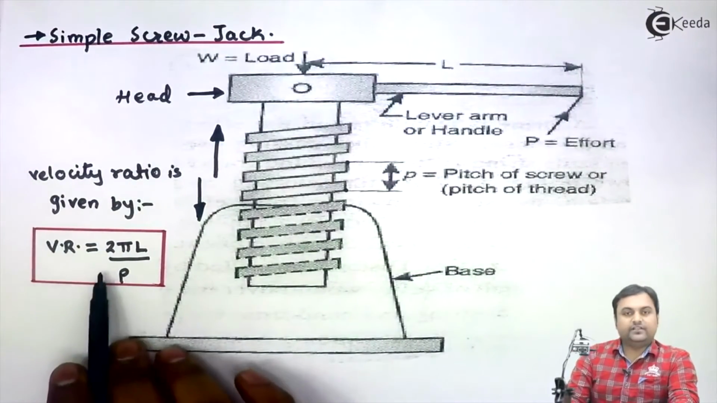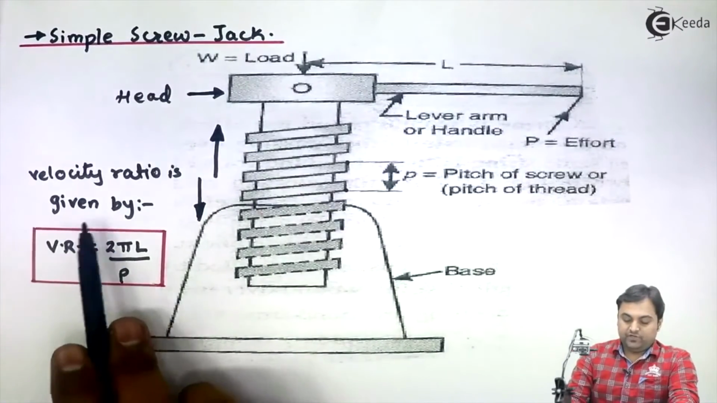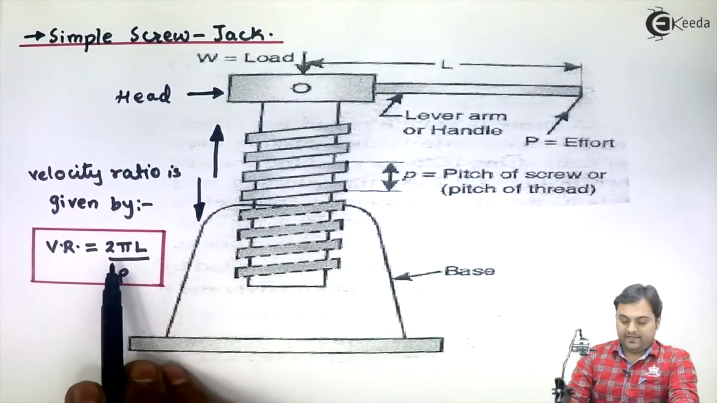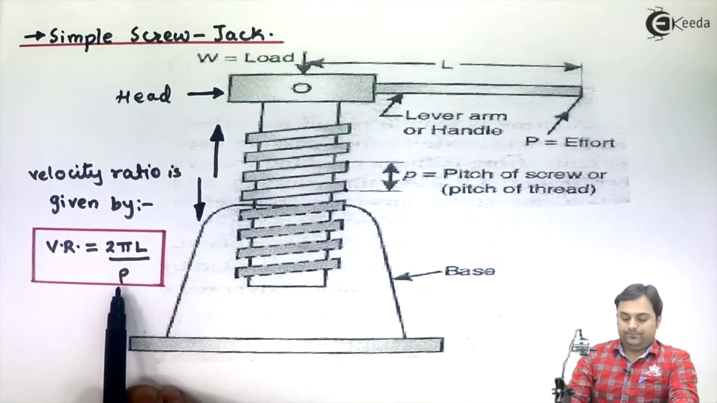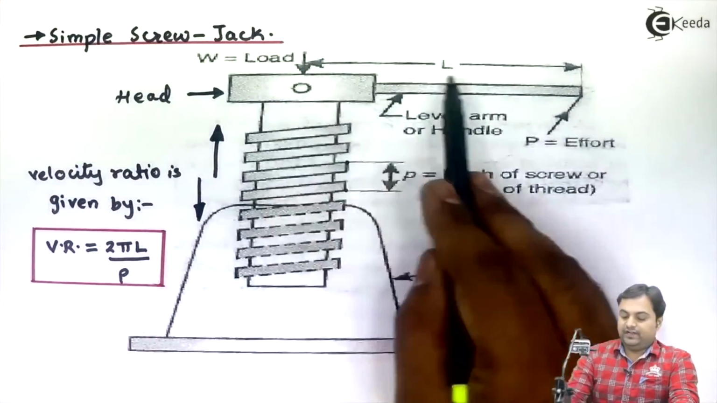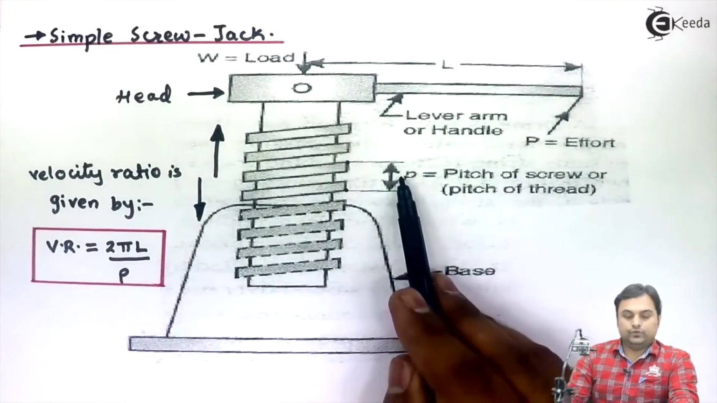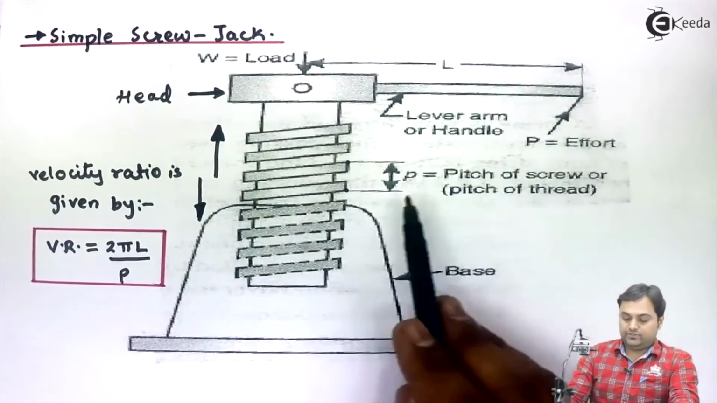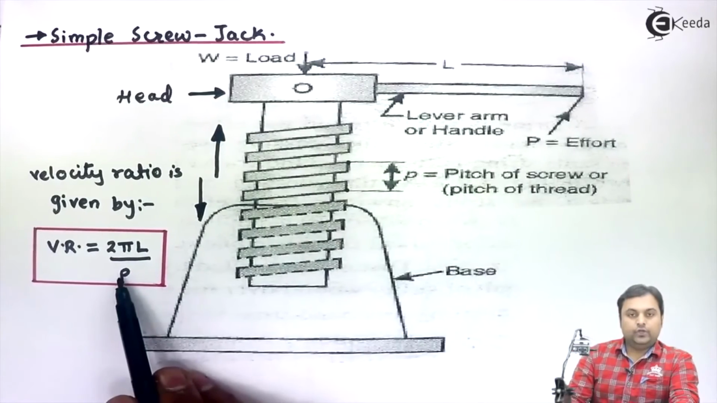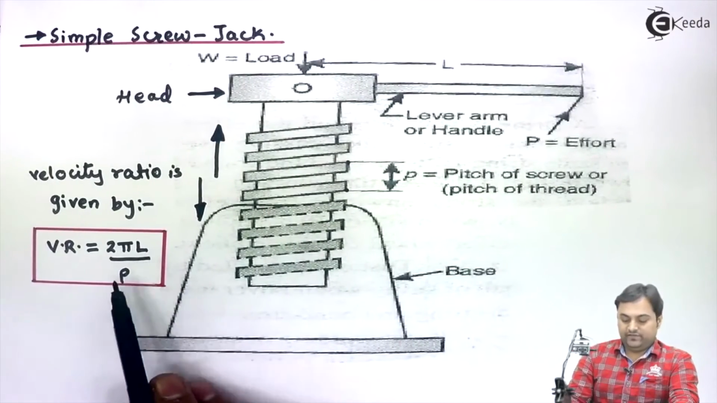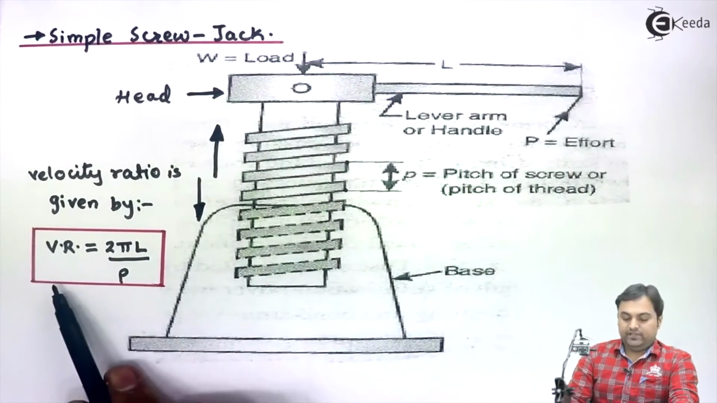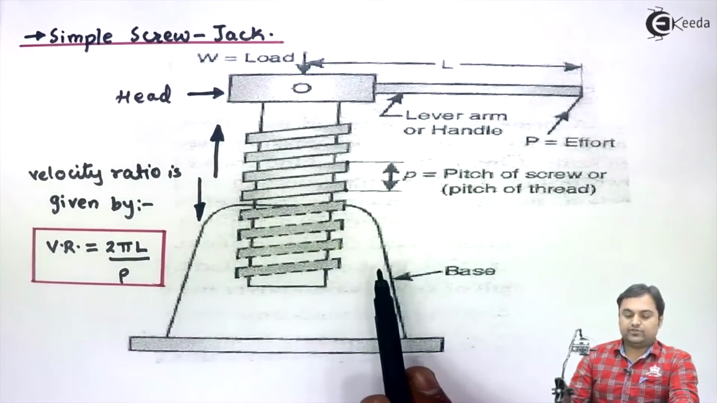Now here I have written the velocity ratio formula. Velocity ratio of screw jack is given by 2 pi L upon p, where L is the length of handle of the screw jack. Small p, it is not the effort. Small p is the pitch of screw thread. So if we know the length of handle, if we know the pitch of screw thread, we can easily calculate the velocity ratio for screw jack.